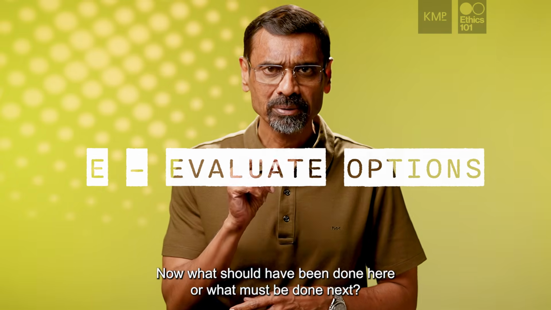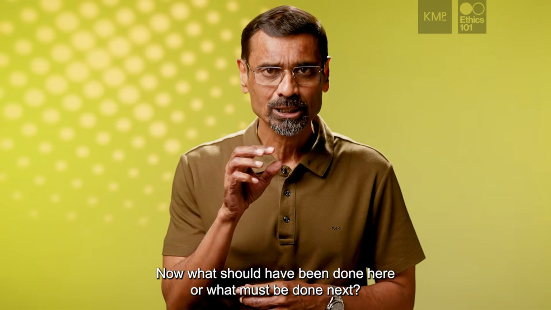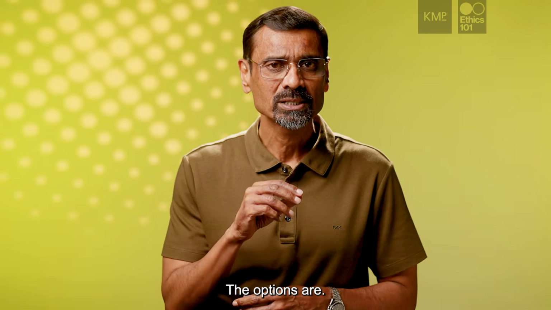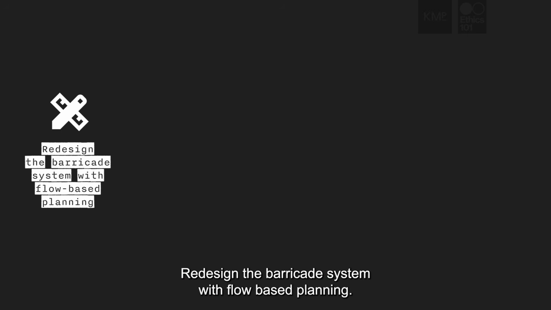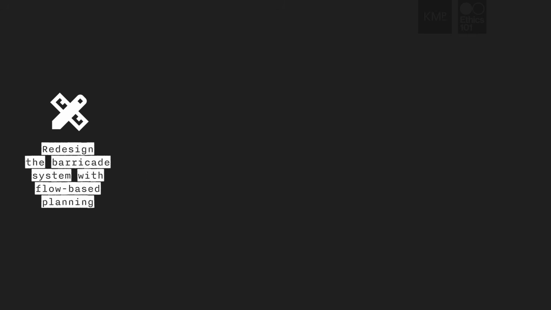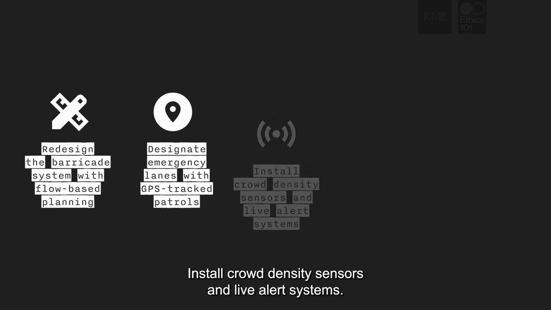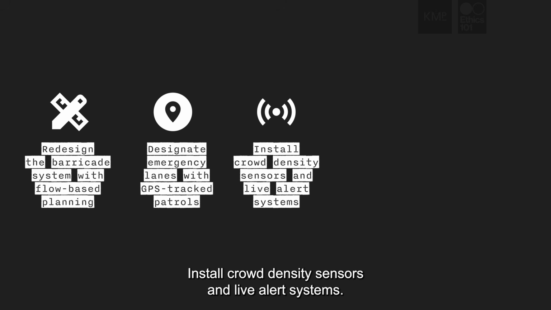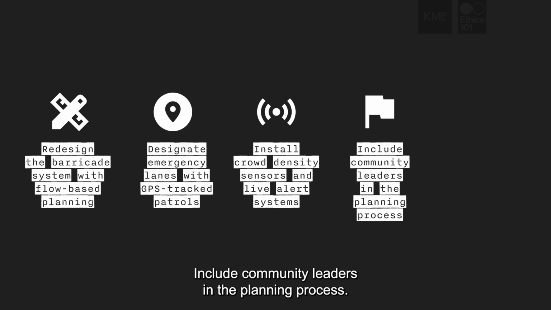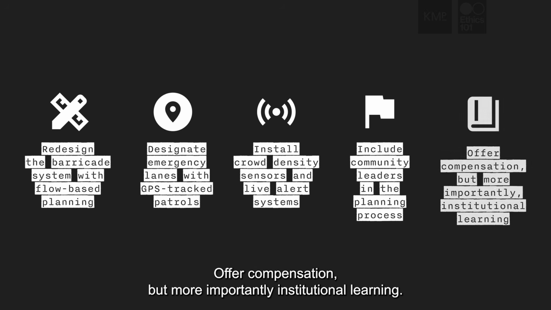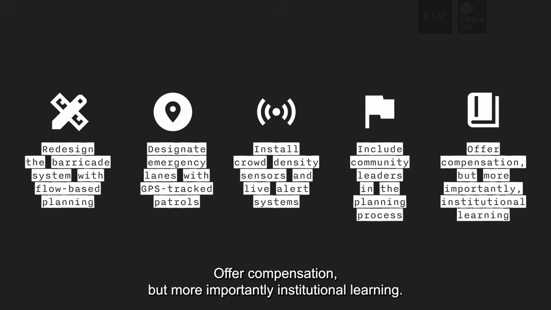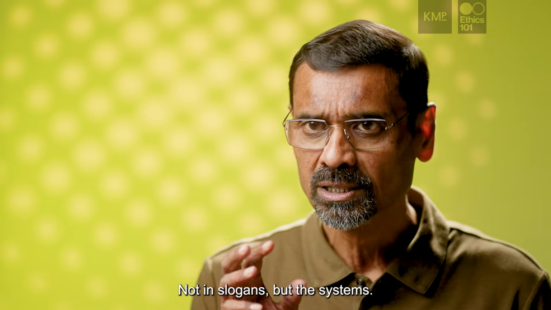Now what should have been done here, or what must be done next? The options are: redesign the barricade system with flow-based planning, designate emergency lanes with GPS-tracked patrols, install crowd density sensors and live alert systems, include community leaders in the planning process, offer compensation, but more importantly, institutional learning. This is where ethics meets administration, not in slogans but in the systems.